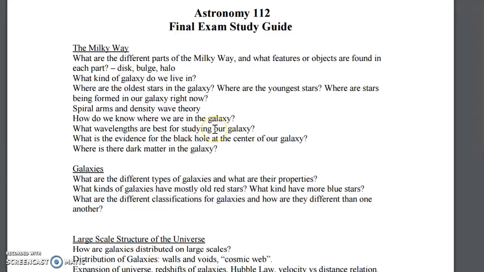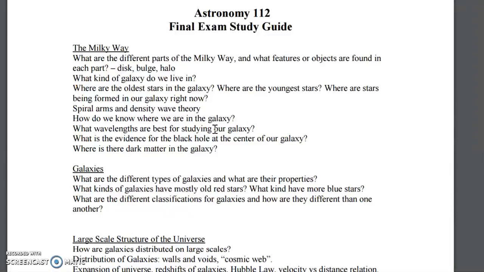What wavelengths are best for studying our galaxy? Our galaxy has lots of gas and dust, and so wavelengths which can penetrate gas and dust, such as infrared, radio, microwave, X-ray and gamma ray, are great for studying the galaxy. Visible light, which dust blocks, is not very good. So if we want to study the center of the galaxy, the worst wavelength we can use is visible light. Better wavelengths are infrared, radio, and X-rays.